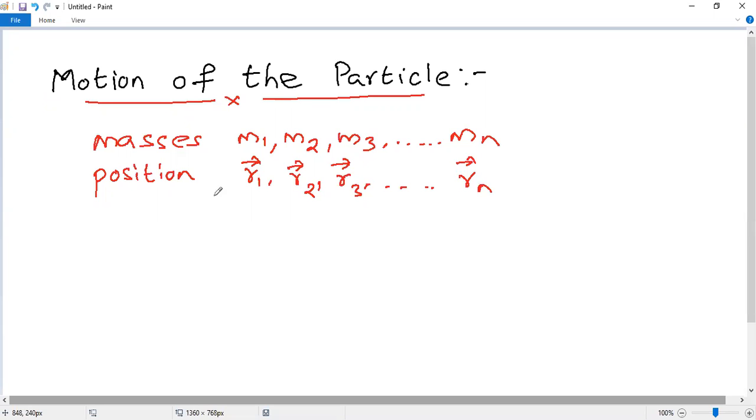Now my question: for the center of mass of the system, the position vector, the resultant vector, capital R vector, is equal to, what is the formula? You can try, it is possible. Morgan, Priya, are you there? What is the answer?